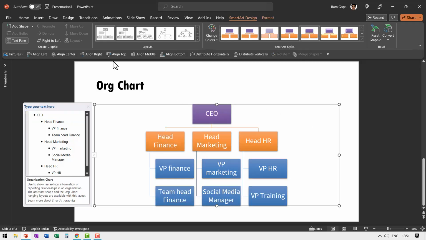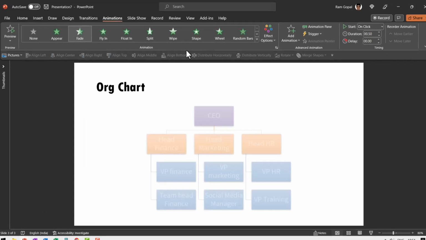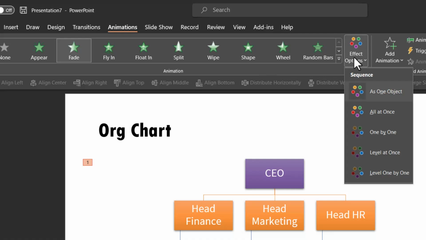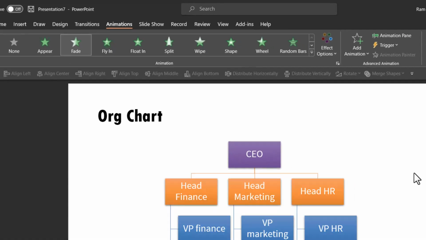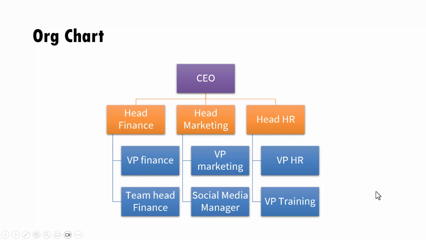If I want to add animation, I can go to animations and then apply a simple fade animation, and effect options are going to be level at once. Can you see here? It is that simple. Let me go to slideshow and here I have CEO. Under them, we have three heads. Under them, we have these positions. It doesn't get any easier than this, isn't it?